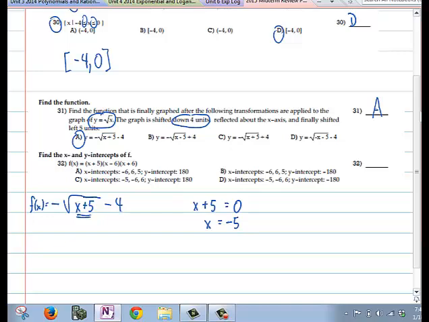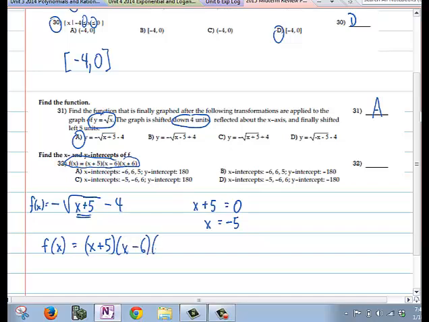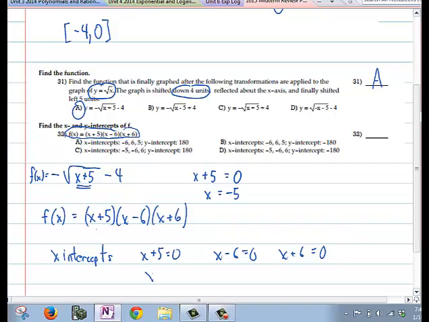So looking at the next one, it says find the x and y intercepts if the function is already in factored form, and the work has already been done for us in terms of any sort of factoring, thank goodness. So we have x plus 5, x minus 6, and x plus 6. So x-intercepts are the roots or zeros when you set each term equal to 0. That's just x plus 5 is equal to 0, x minus 6 is equal to 0, and x plus 6 is equal to 0. So I have 3 zeros, or x-intercepts, at x equals -5, x equals 6, and x equals -6.